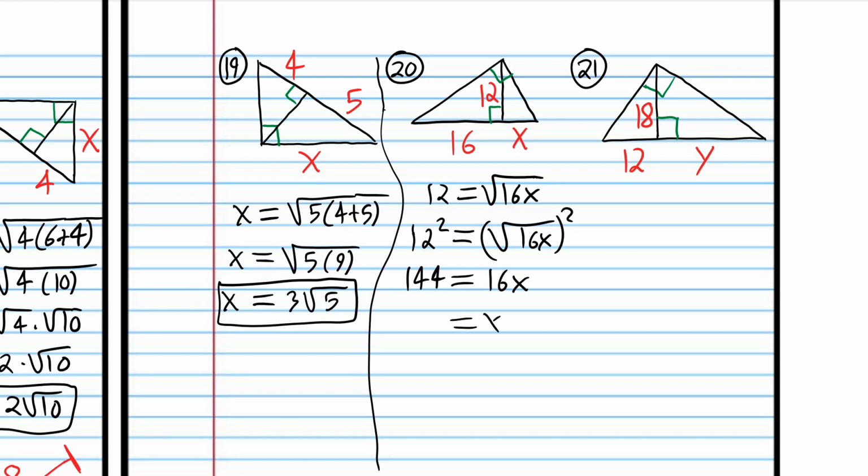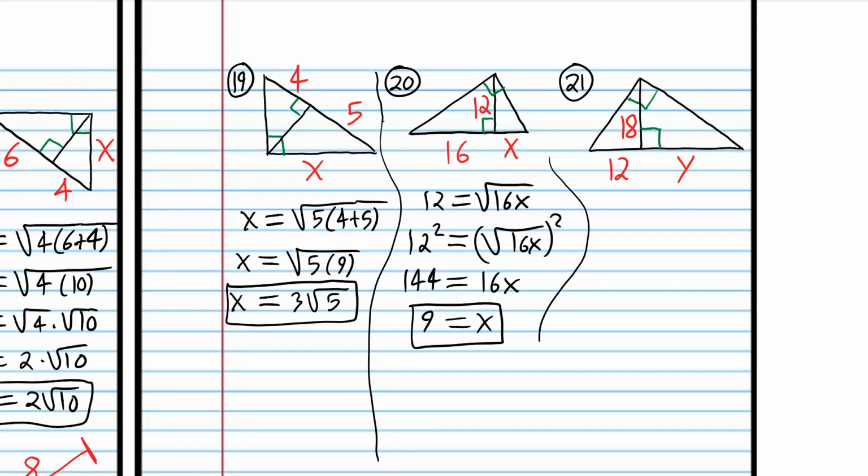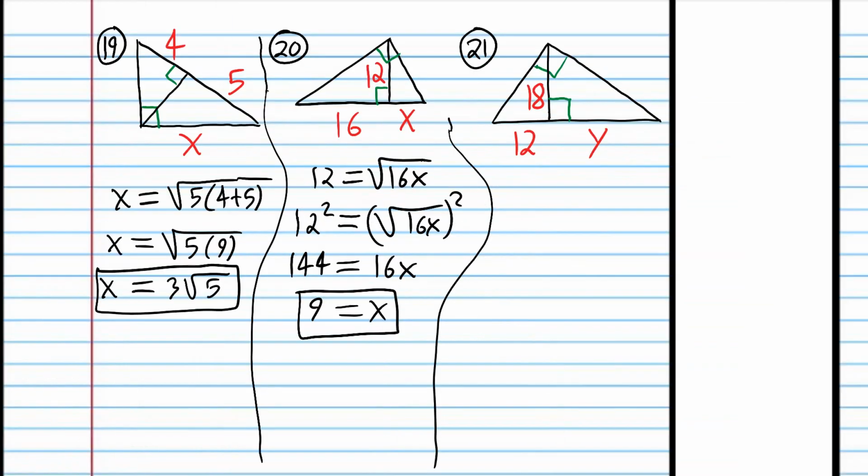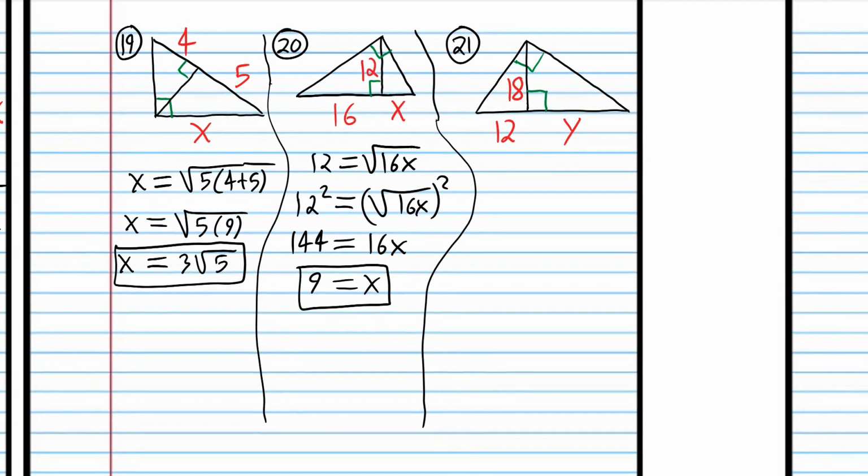And now we're just going to divide both sides by 16. So 144 divided by 16 is equal to 9. So x is equal to 9. All right, so if you got 9, good job. If students have trouble, it's most likely going to be with these roots, because this is stuff that you may not have learned, or it's been a while since you went over this stuff.